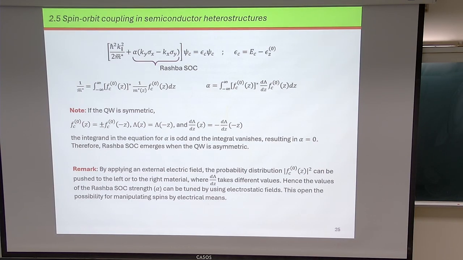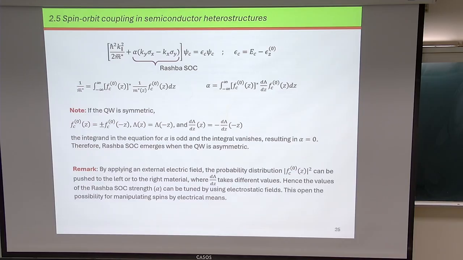And what are alpha and m in here? 1 over m is essentially the average of 1 over the mass. The mass changes from material to material, so you have this dependence on the mass. And F is the electronic state of this quantum well. So it's the average, essentially, of 1 over m. And alpha is the average of this derivative of lambda over Z. So this is exactly what is called the Rashba spin-orbit coupling. And the parameter that describes the strength of this is this alpha parameter.